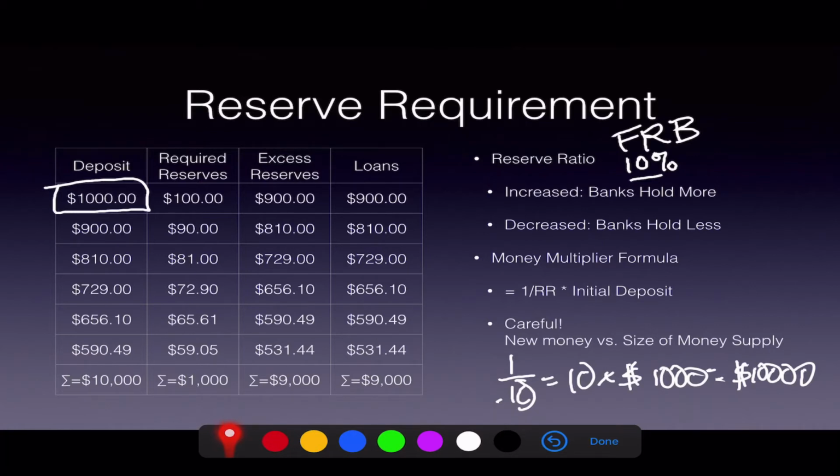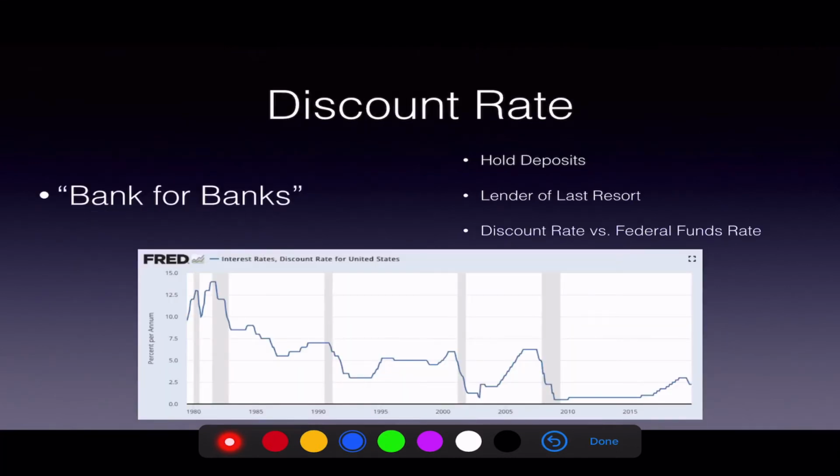So we can see in that situation that if we just were to change this 10% to 20%, well, 1 over 0.2 is equal to a multiplier of 5 times that initial deposit of $1,000 equals $5,000 that's in the system. So we can see that this is a very, very powerful tool, changing that reserve requirement ratio. It's so powerful that the Federal Reserve very rarely uses it, but it is one of the tools that's at their disposal. Something that you're going to see a lot more frequently, though, is a change in the discount rate.